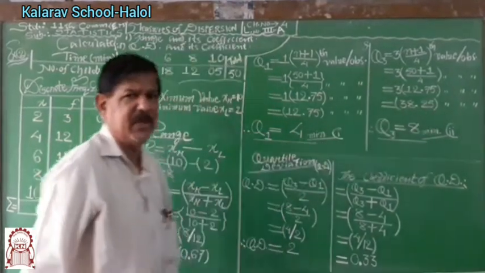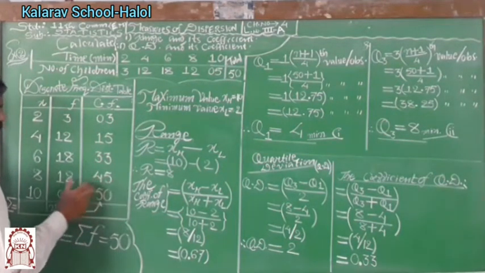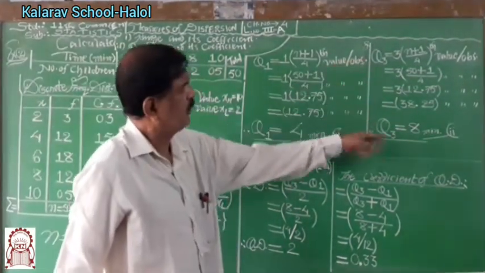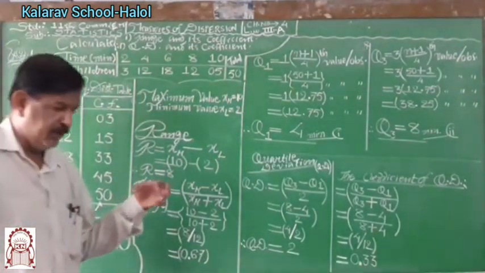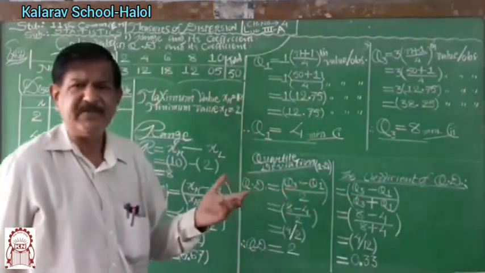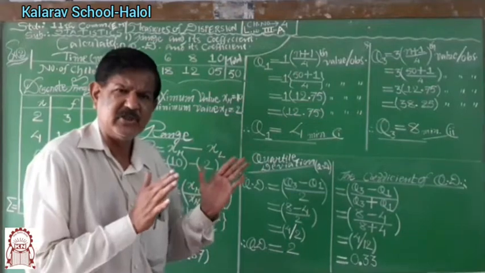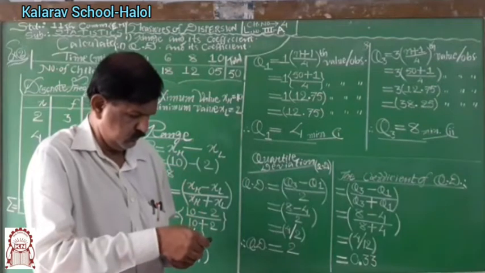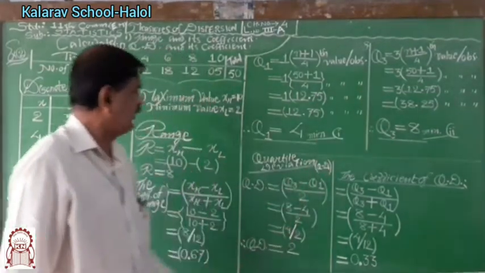See 38.25 in the column of CF, as per the procedure. The relative value means Q3 equals 8 minutes. See, the procedure, the presentation, the method is important. So do the example systematically, methodically, not in a haphazard manner. First of all, calculate Q1, then Q3, and then QD.